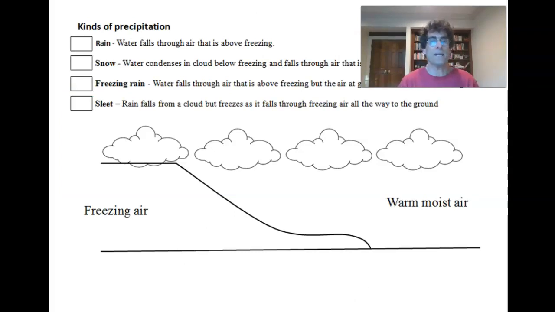So get this. This is your notes. If you don't have your notebook, you can just draw this picture. But this is that wedge. Now this is opposite than we just saw. So we have the warm, moist air coming from the right, and we have freezing air pushing underneath it over here. All right, and then we have our clouds being made.